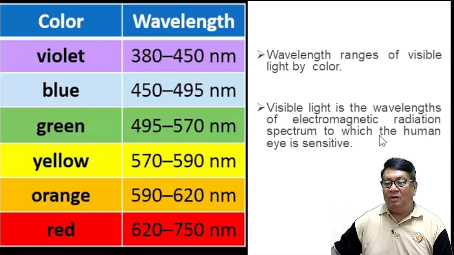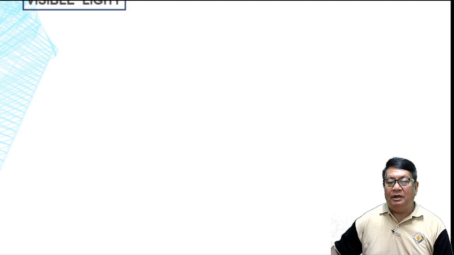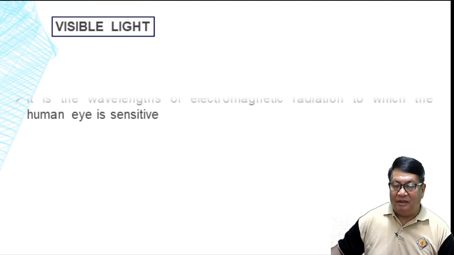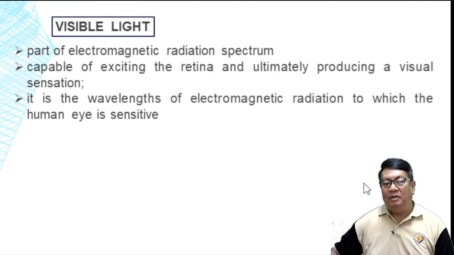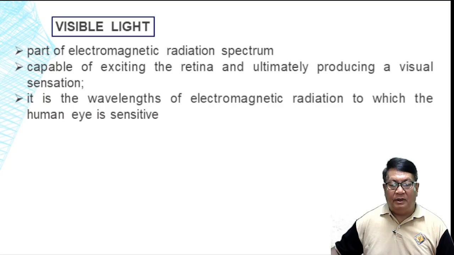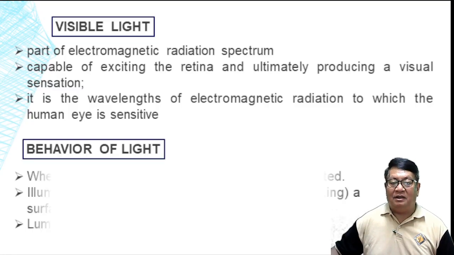Visible light is the wavelengths of the electromagnetic radiation spectrum to which the human eye is sensitive. It is the part of the electromagnetic radiation spectrum capable of exciting the retina and ultimately producing visual sensation. It is the wavelength of electromagnetic radiation to which the human eye is sensitive.